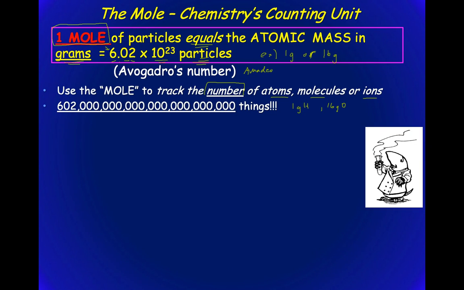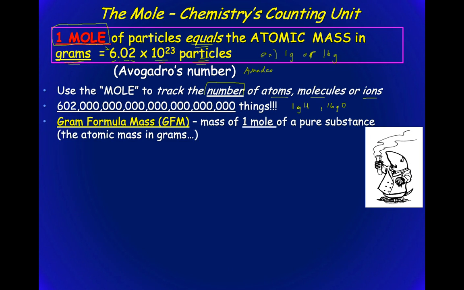So it's really easy. Go to the periodic table, take that number, turn it into grams, and you have this many particles of that substance. The name of this mass is called the gram formula mass, otherwise known as the GFM. The gram formula mass is the mass in grams of a formula of a substance, which is going to be 1 mole, which is 6.02 times 10 to the 23rd particles of that substance. And again, the particles could be atoms, molecules, or ions. So that's the name of that mass.